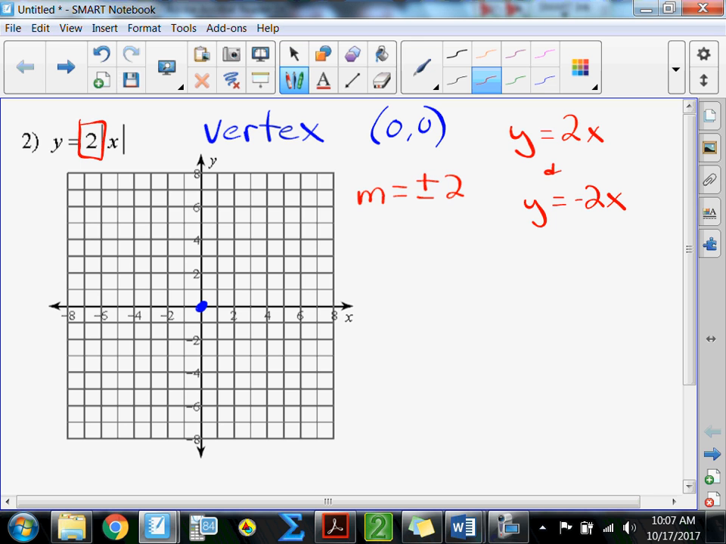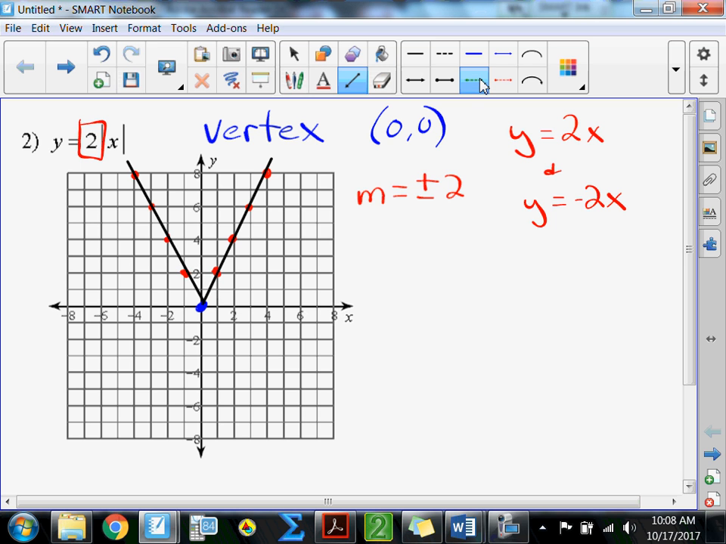So I can count up 2 and over 1, up 2 and over 1, going over to the right. Up 2 and over 1, now I'm going to the left. That makes my graph have a positive 2 slope on the right and a negative 2 slope on the left, and then that would be my answer. Y equals 2 times the absolute value of x.